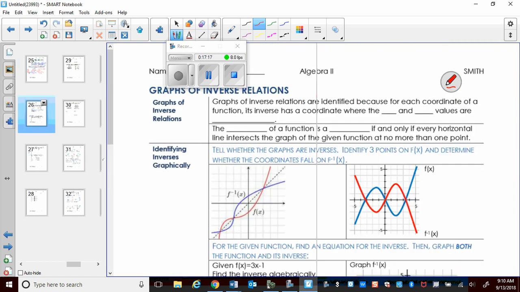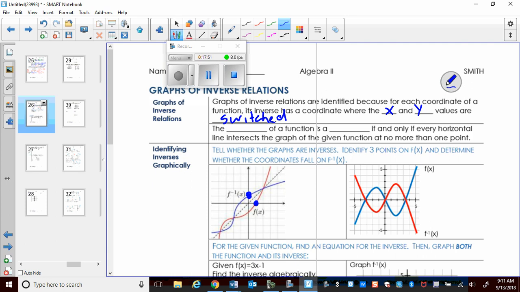Come on. For the graphs of inverse relations, essentially what all this is saying is you switch the x and y coordinates, and the values are switched. That's all that says. So if I graph 1, 0, the inverse of that point would be 0, 1. It would be right over here. This is my inverse. Okay?